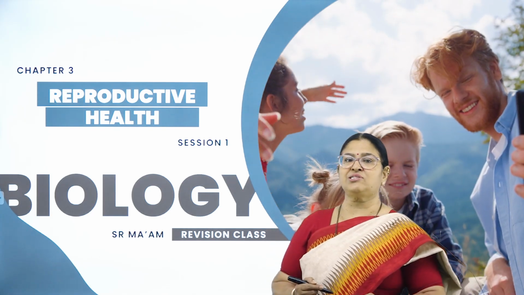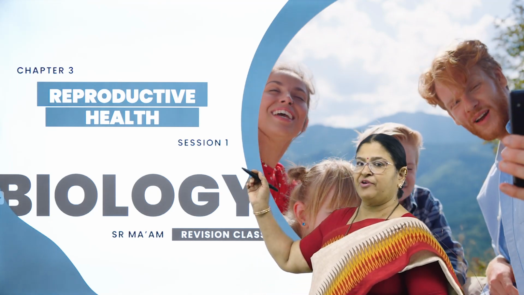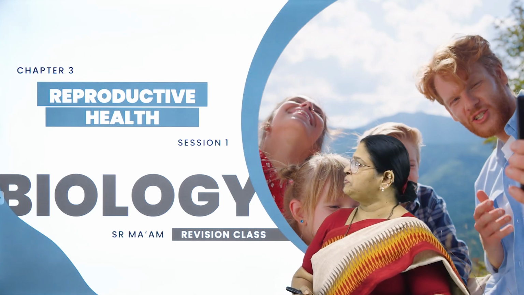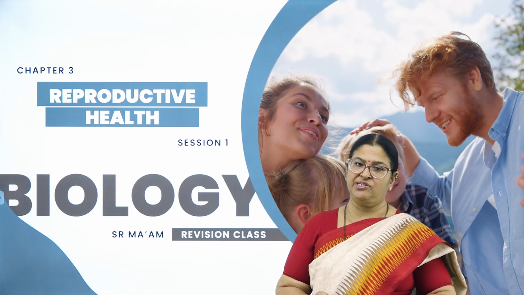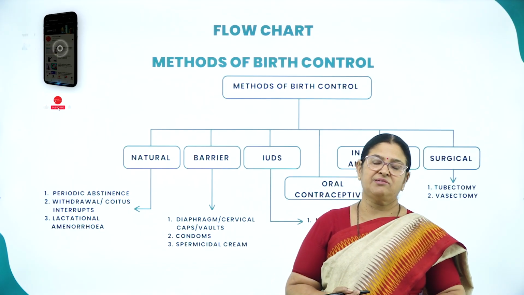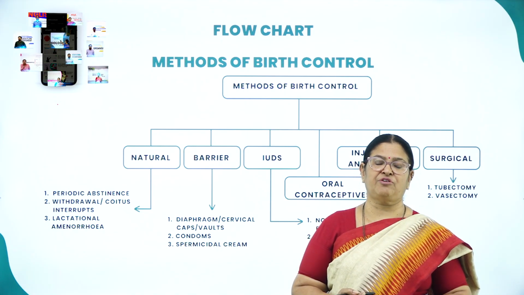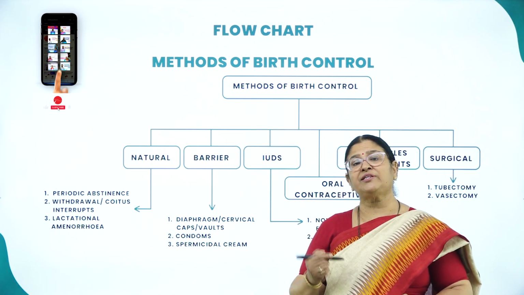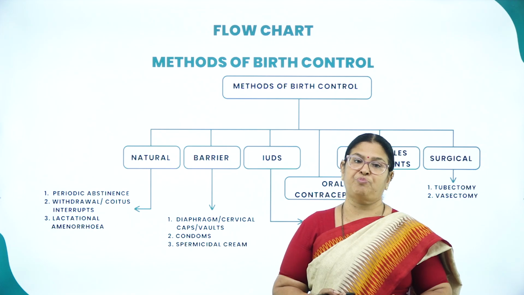So let us discuss what are the important concepts that you need to study from this particular chapter, chapter 3 called Reproductive Health of 2nd PUC Biology syllabus. As we all know, this chapter has a weightage of 7 marks. So what are the important concepts you need to concentrate on from the examination point of view?